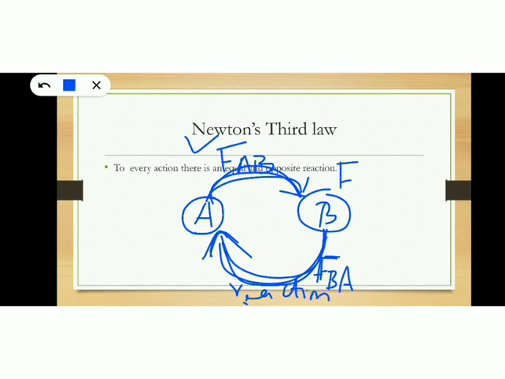So we can write FAB is equal to FBA, but at the same time it is opposite in direction, so a negative sign appears here. So if A exerts a force of 10 Newton on B, then B in turn exerts a force of 10 Newton on A, but in opposite direction. So this is Newton's third law.